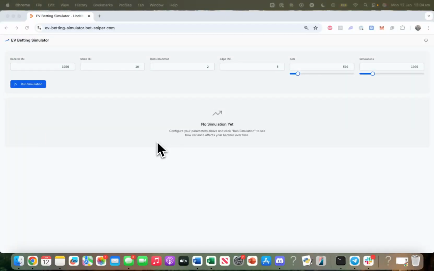Variance is 100% the most important thing to understand when you get into EV betting. And one of the best ways to learn about variance is by using a simulator. So we built this simulator to help anyone plan out their EV betting strategy.